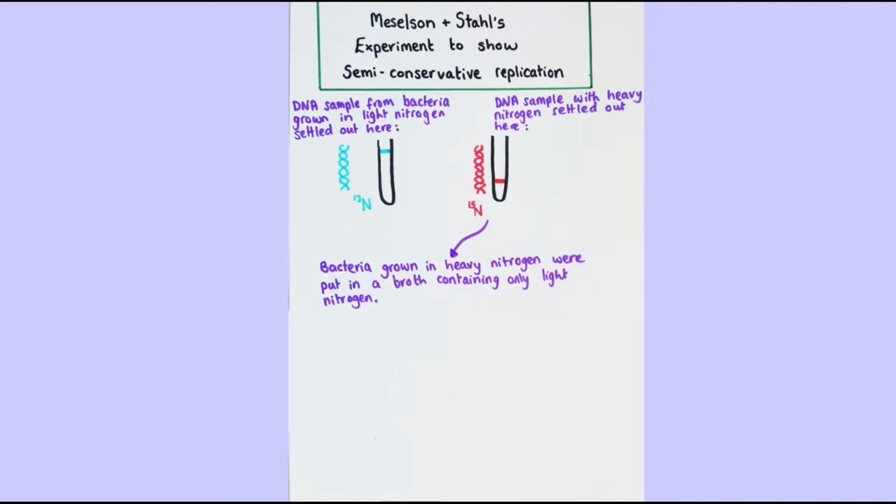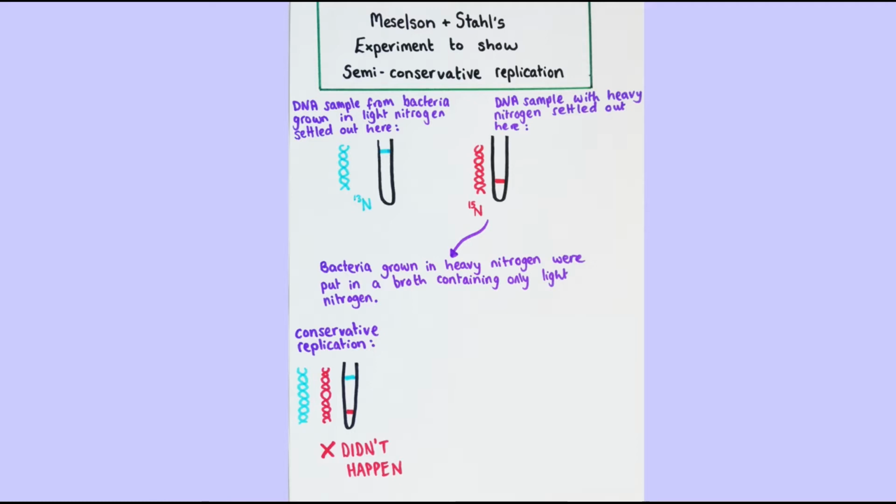Next, they took some bacteria that only contained heavy nitrogen and they transferred it to a broth that contained only light nitrogen, and they allowed the DNA to replicate. They then extracted the DNA and centrifuged it like before. Now, if conservative replication was taking place, you would expect to see two separate bands of DNA because the original DNA would only contain the heavy nitrogen and the new DNA would only contain the light nitrogen.